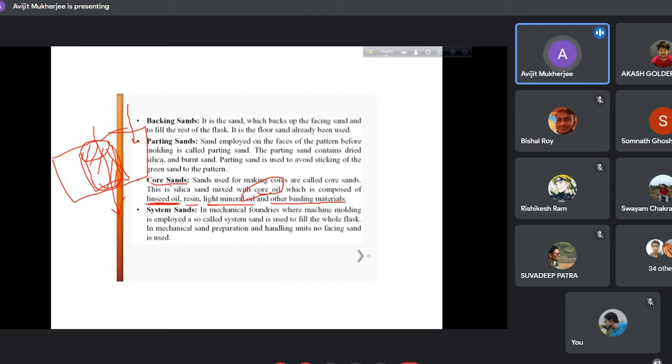High strength, high hardness, high refractoriness, high collapsibility, and all the properties that later on we shall discuss, the desirable properties of molding sand. All the properties of molding sand must be there, along with some special properties, because cores will be surrounded from all sides by hot molten metal. It may be at the center of the part. It will be completely surrounded by a hot stream of molten metal. The metallostatic pressure will also be very high. So core sand is very important. So we have backing sand, parting sand, coarse sand, system sand, dry sand, loam sand, facing sand, all these.